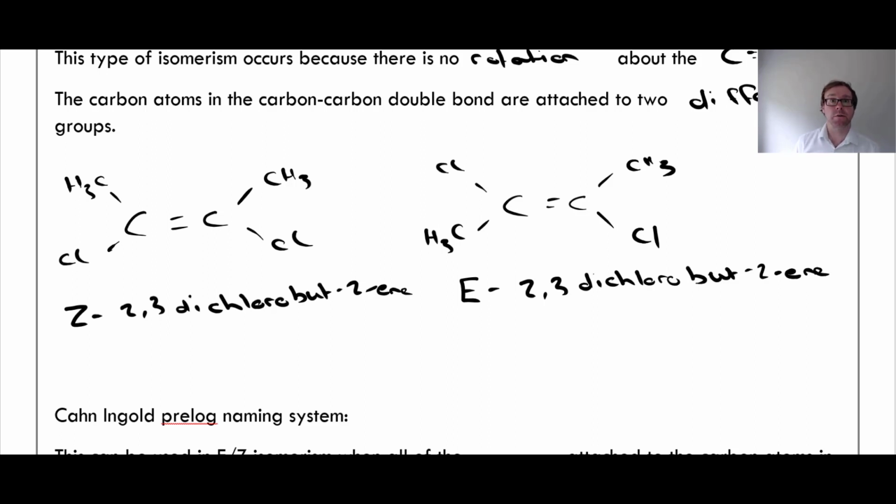This is why they are stereoisomers. They have the same structural formula but different arrangement in space. And we can't tell from the name, just from this part of the name, which isomer it is, hence why we have Z and E, or cis and trans.